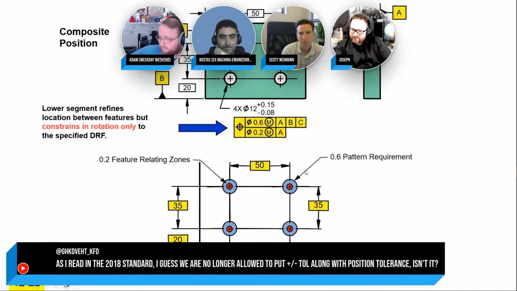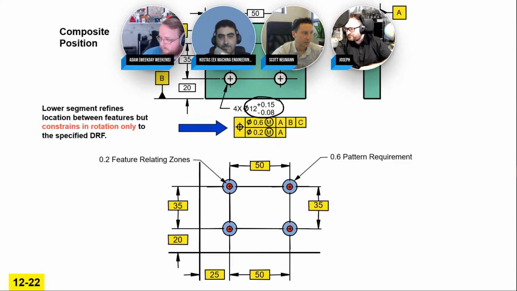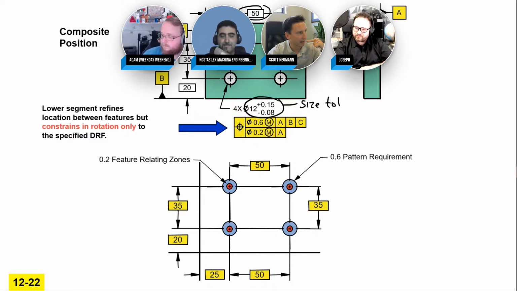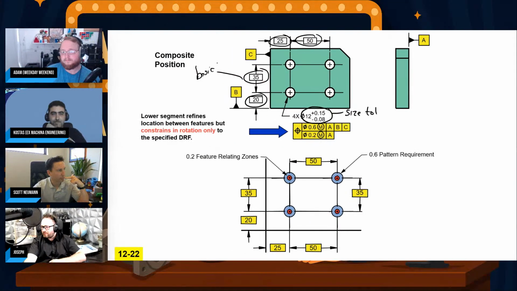One question that I think I missed: I read in the 2018 standard that we're no longer allowed to put plus minus tolerance along with position tolerance. I believe that's correct. Size tolerance, of course, is still good to go. We'd always use a plus or minus on the size, but you're right on the dimensions here. These have to be basic, and that is a requirement with position tolerances. You must define the true position with basic dimensions. All the dimensions locating the holes would have to be basic.